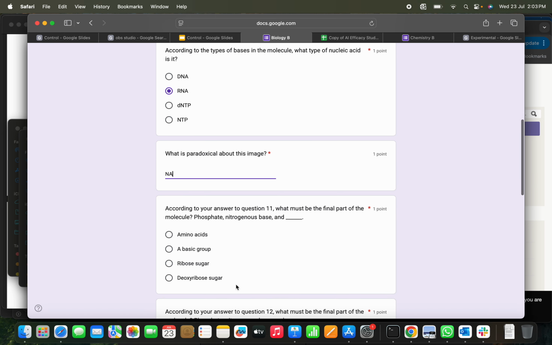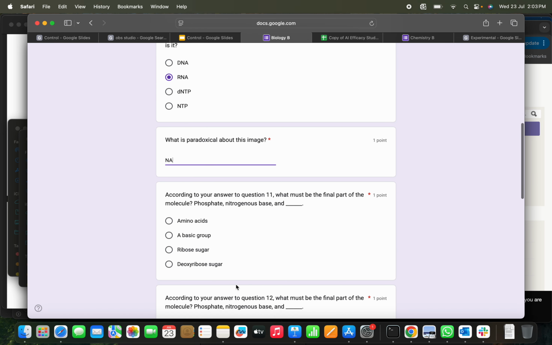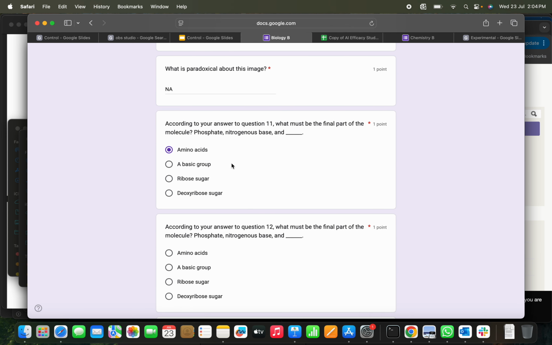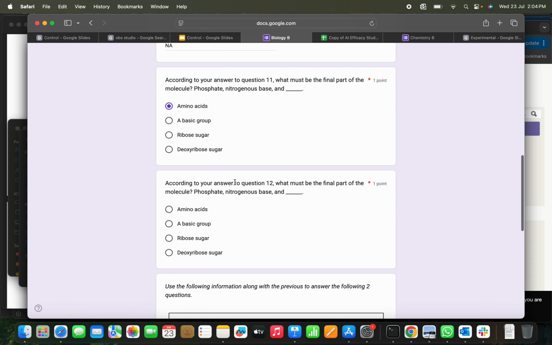According to your answer to question 11, what must be the final part? Phosphate, nitrogenous base, I guess amino acids. Okay, according to your answer to question 12, what must be the final part? Phosphate, nitrogenous base. What was the final part of the molecule? Phosphate. These two questions are similar.